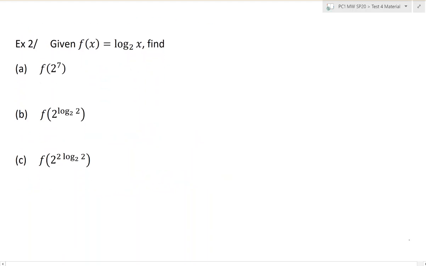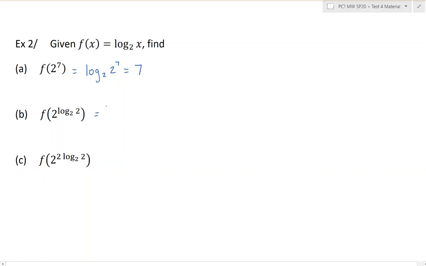Given f of x equals the log base 2 of x, we want to find f of 2 to the 7th. So this is going to be log base 2 of 2 to the 7th. So we're being asked what exponent do you put on 2 to make it 2 to the 7th. That's going to be 7.